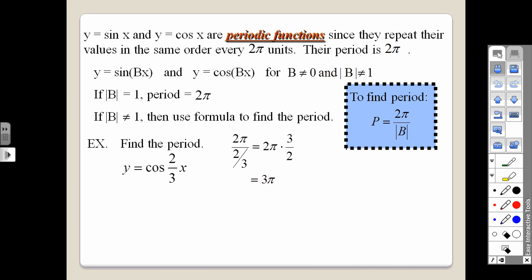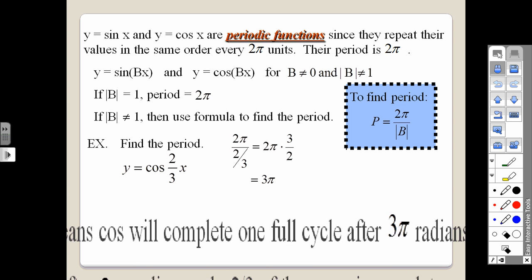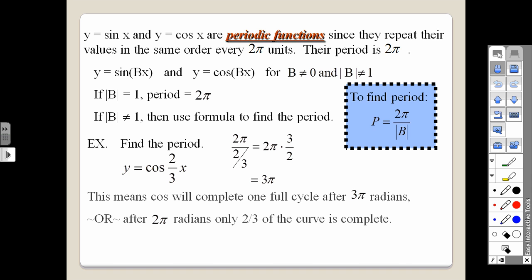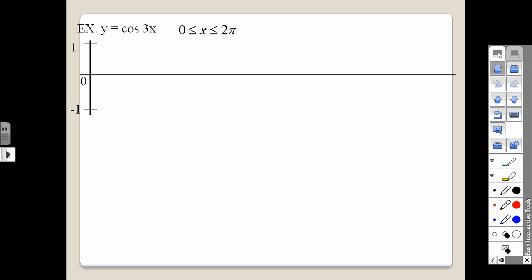So there's two ways that you can think about this. The first way is to think about your cosine completing one full cycle, or one complete rotation around the unit circle, after 3 pi radians. Or at 2 pi radians, you're only going to have completed 2/3 of your curve. This will be a little bit more clear when we see an actual physical example of a graph whose period has been changed. So let's take a look at that.